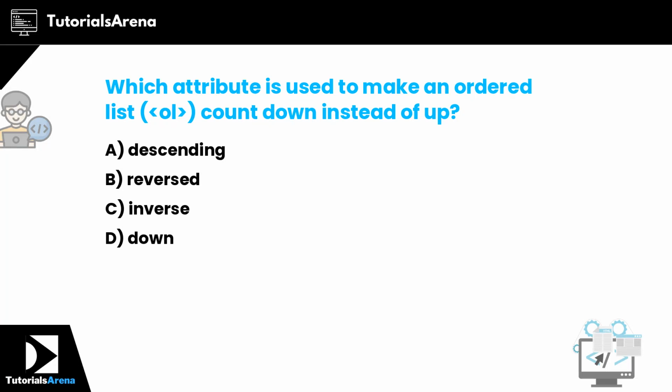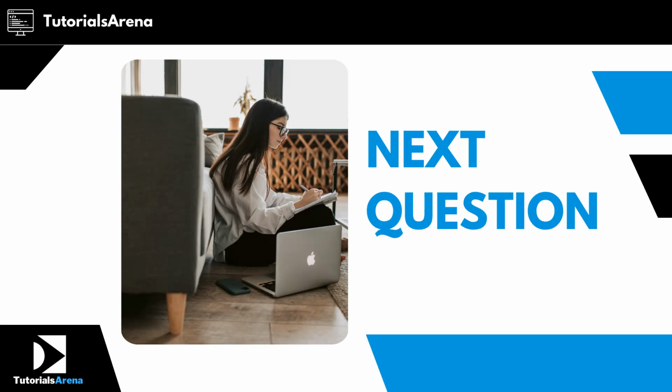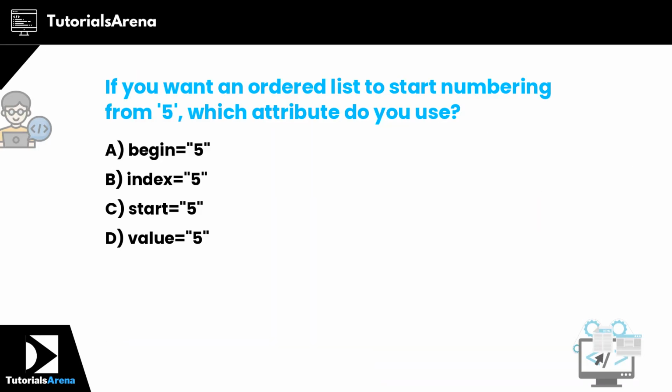Which attribute is used to make an ordered list, ol, count down instead of up? The correct answer is option B, reversed. If you want an ordered list to start numbering from 5, which attribute do you use? The correct answer is option C, start equals 5.